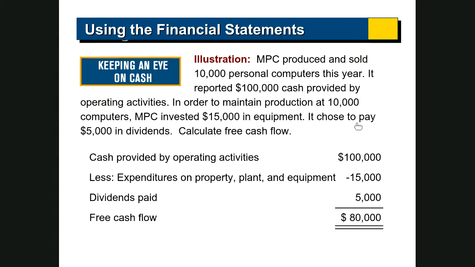Chose to pay means the company decided to pay the shareholders dividends. Dividends do not have to be paid in most cases. The company decides to pay. The company chooses to pay, right? Once it declares that it's going to pay that, you have to pay. And after that, whatever is left is the free cash flow.